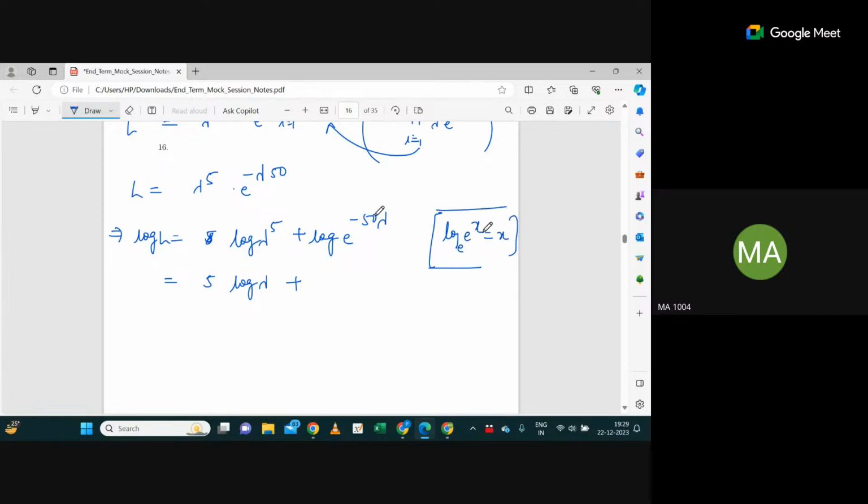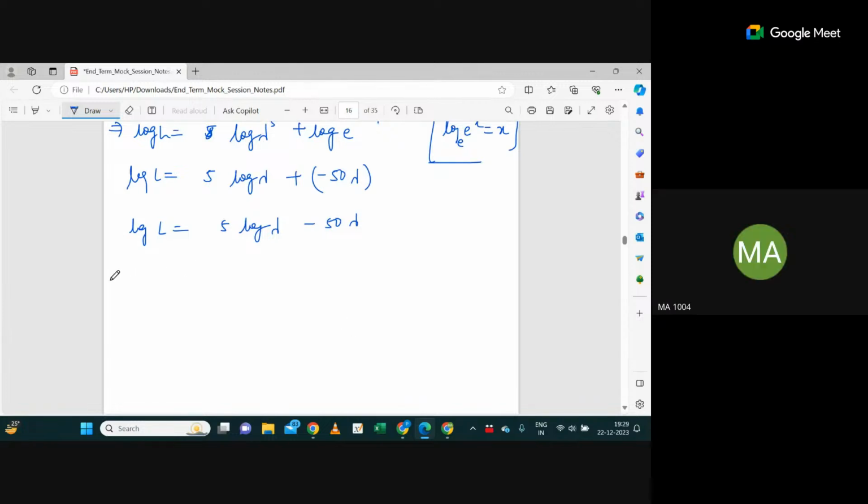Now what is x? X is minus 50 times lambda, right? And the other term is 5 log lambda. So log of L is nothing but 5 log lambda minus 50 lambda. Any doubt till now? No. What's the next step?